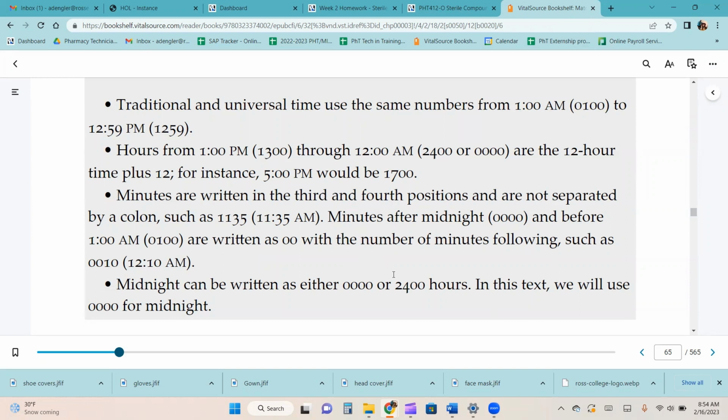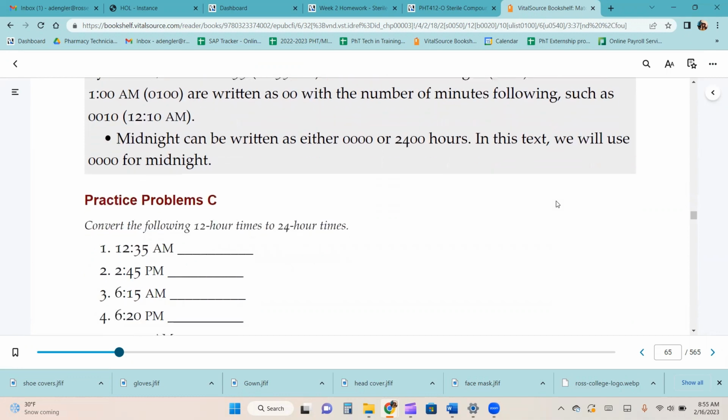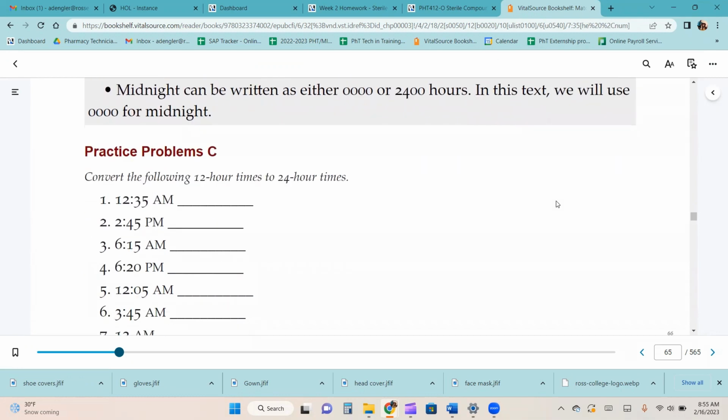Minutes after midnight, 0000, and before 1 a.m., 0100, are written as 00 with the number of minutes following, such as 0010, which is 12:10 a.m. Midnight can be written as either 0000 or 2,400 hours. In this text, we're going to use 0000 for midnight.